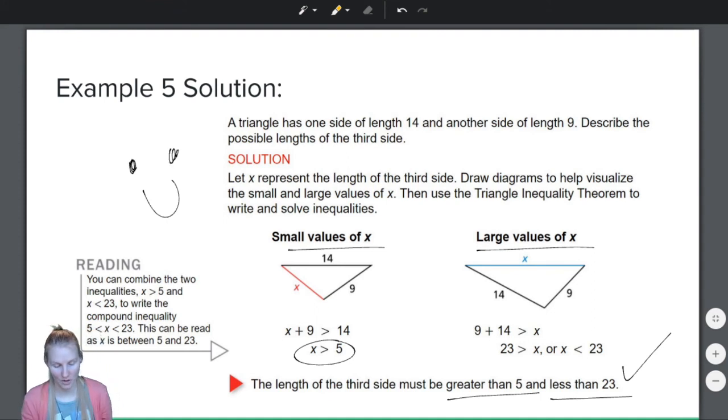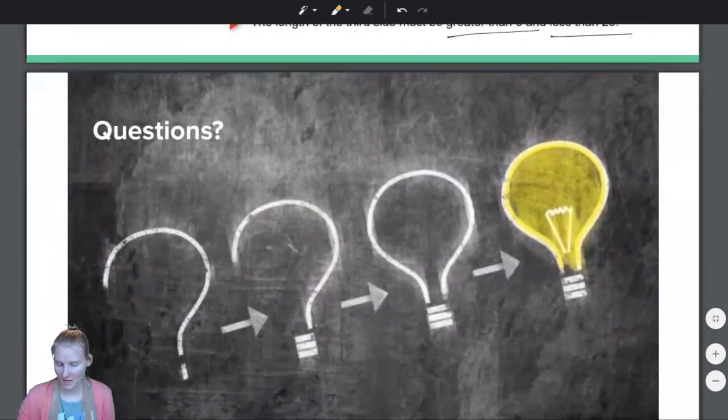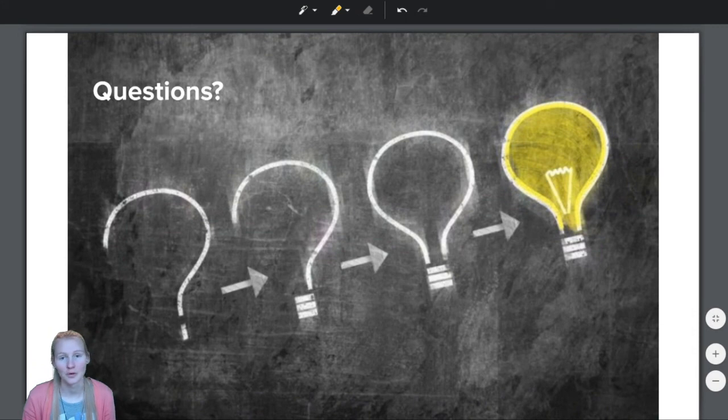Booyah! And oh hey, look at that. They said you can combine two inequalities to write the compound inequality. That's what we did. We already wrote one of those. Okay, wonderful. That is all I have for you today.